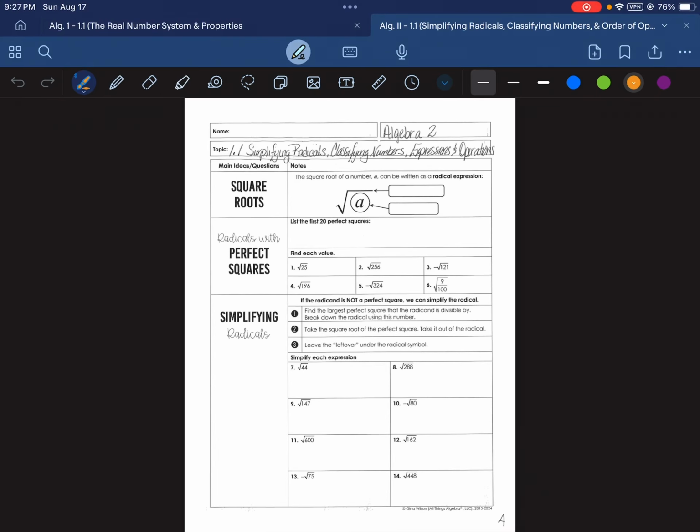Welcome everybody to Algebra 2, 1.1, the first lesson of the course of Algebra 2. Today we're going to be simplifying radicals, classifying numbers in the number system, as well as simplifying expressions and operations using the order of operations.